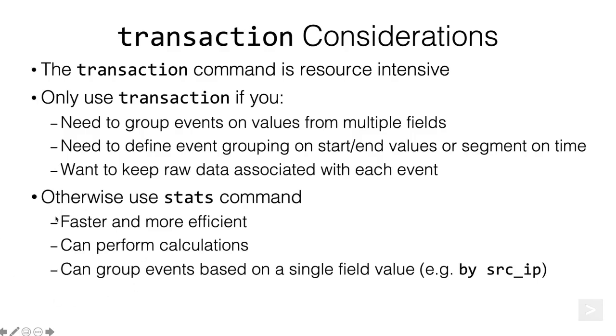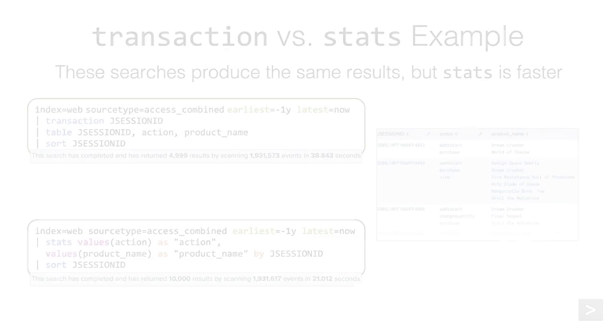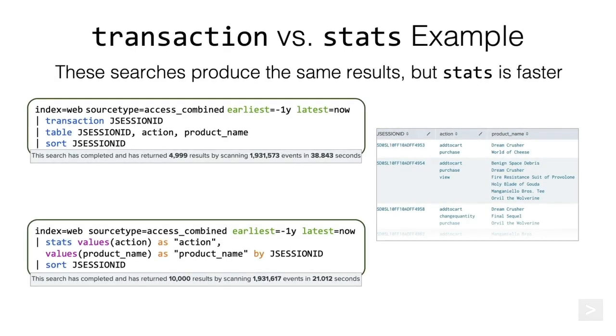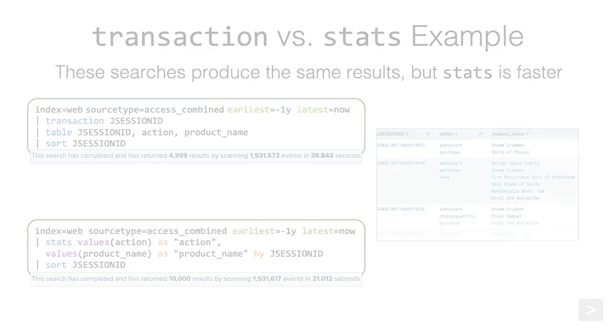The stats command is a transforming command. Therefore, it will transform your data into a table in visualization, allowing you to perform calculations on your data. Let's look at a couple searches that produce the same results, but one search contains a transaction command and the other contains a stats command.